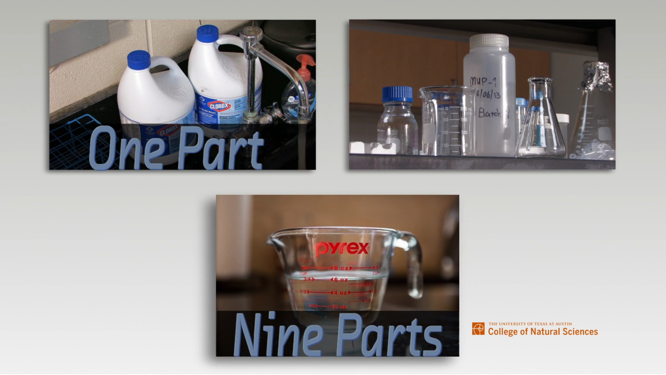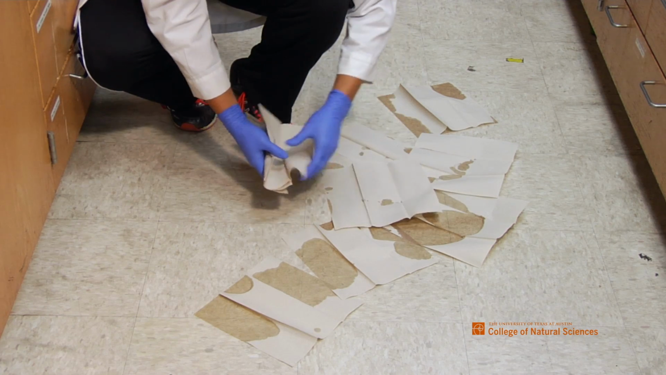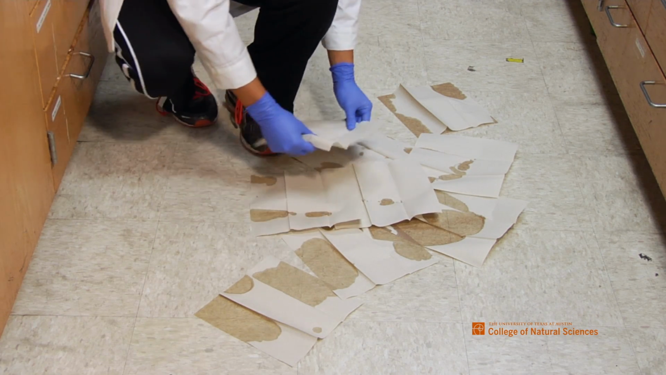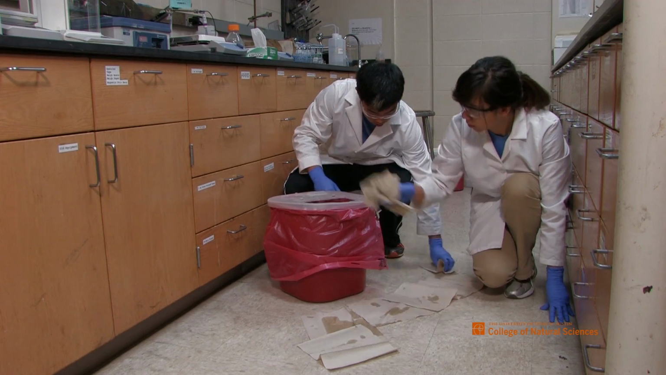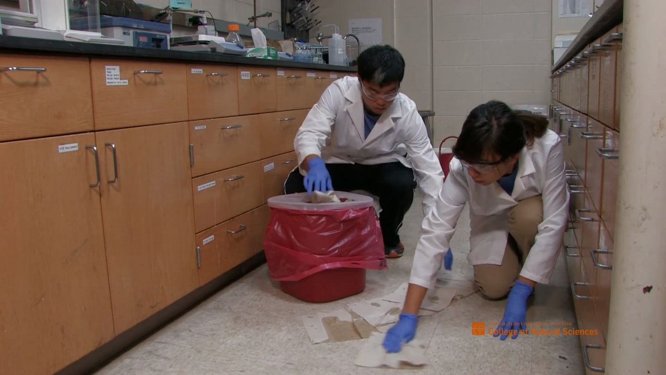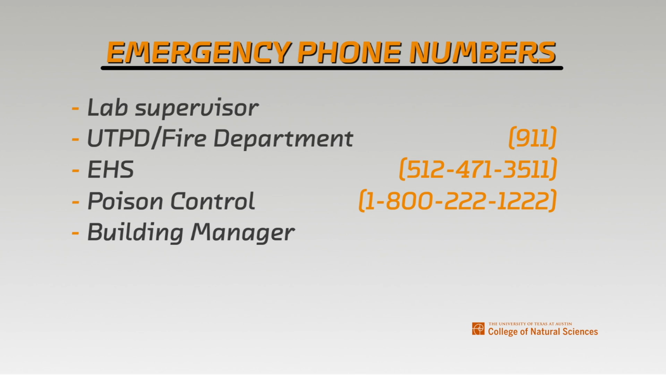Pour the bleach solution over the spill and cover it with paper towels. Allow 20 minutes of contact time and then place all the spill cleanup materials and gloves into the biohazard bag for disposal. If the biological spill is large or you are not comfortable cleaning it up, you or your supervisor should contact EHS to assist you.